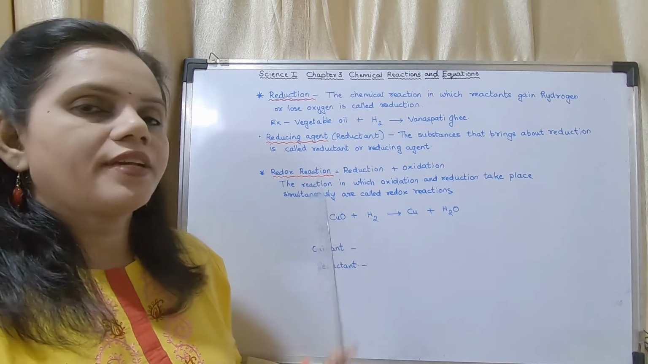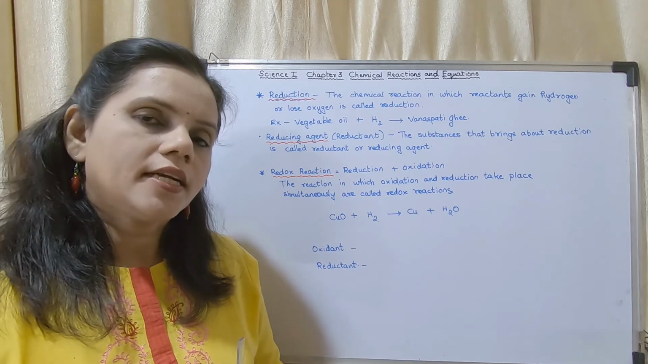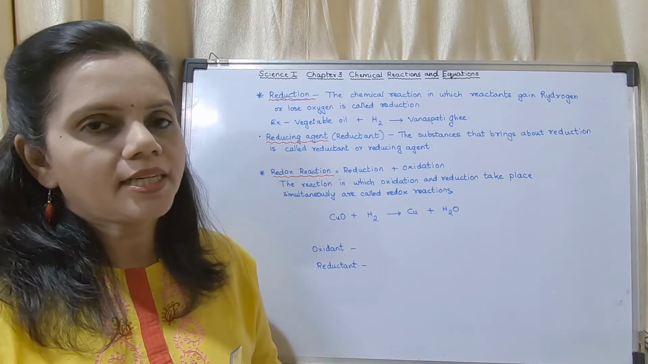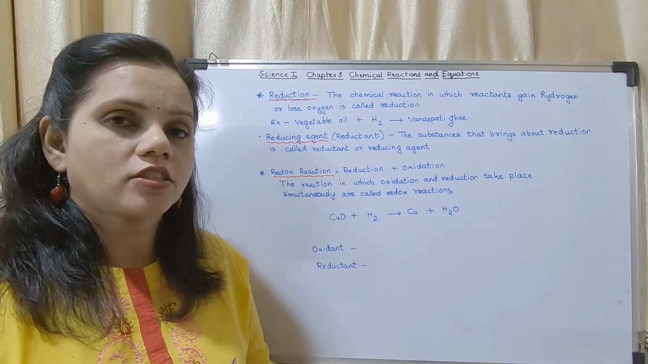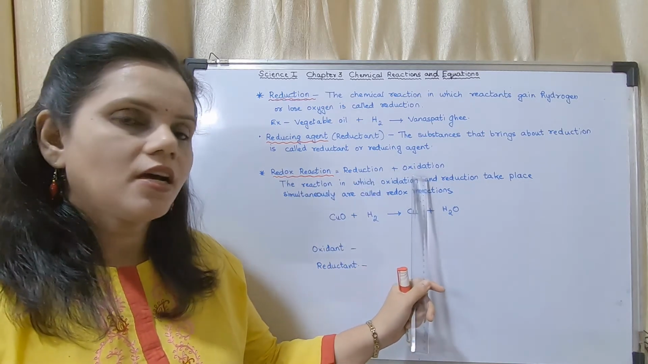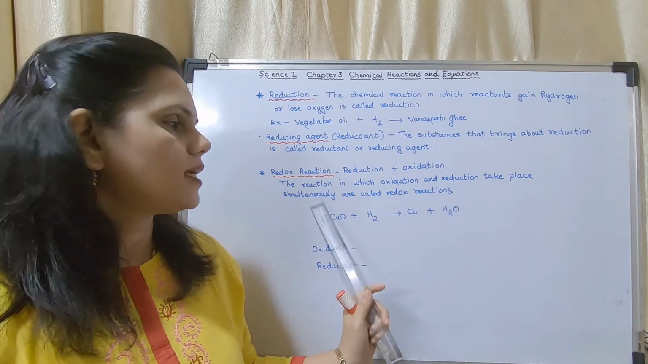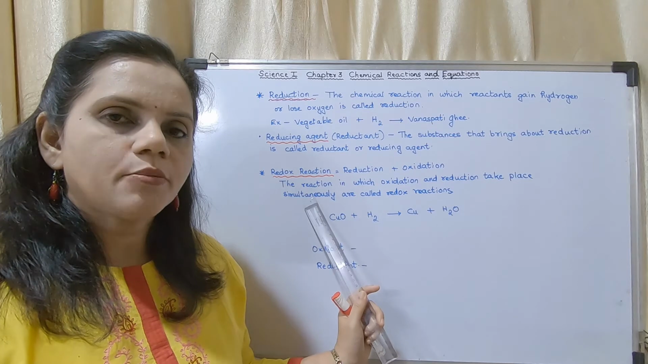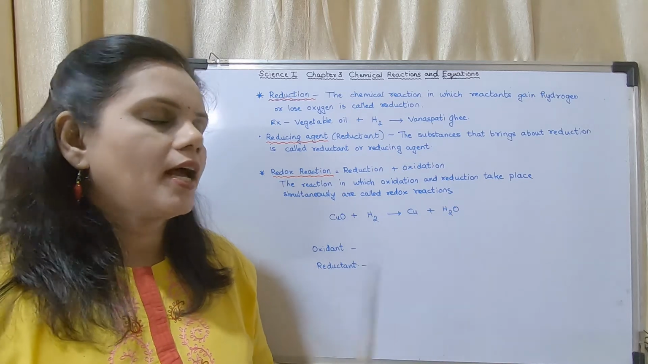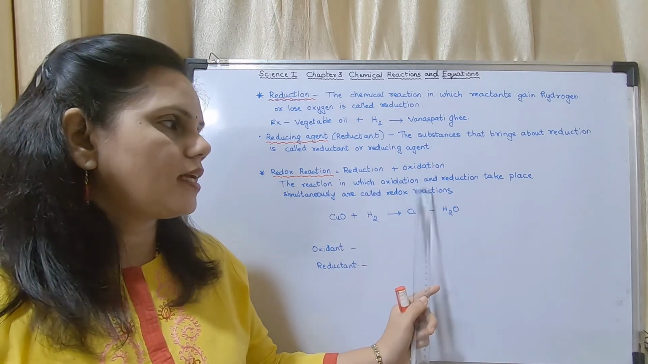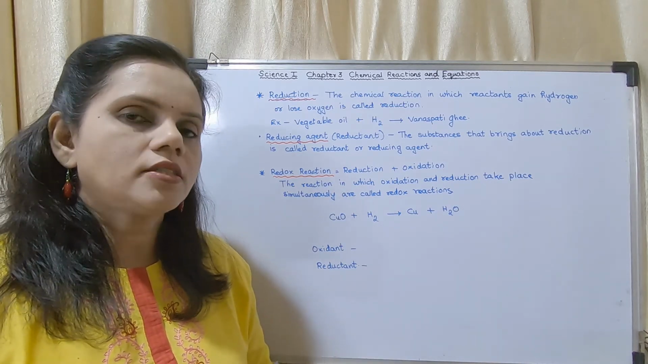Now the next type of reaction is redox reactions. Reduction plus oxidation. A reaction in which reduction and oxidation take place simultaneously is called a redox reaction. Simultaneously means at the same time. I repeat, the reaction in which oxidation and reduction take place simultaneously is called a redox reaction.